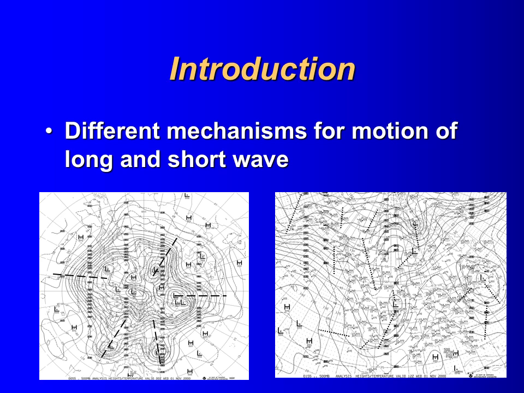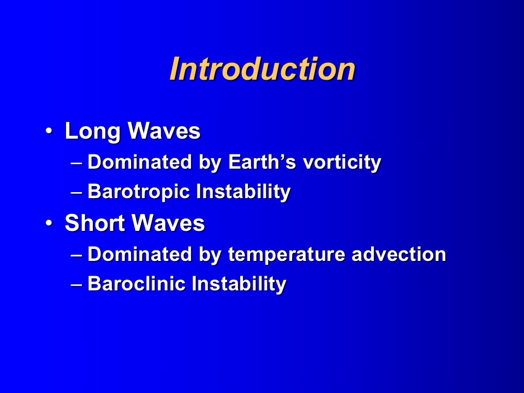So the way that short waves and long waves move are different. Long waves typically move as a result of vorticity. We call that barotropic instability, whereas short waves are more a result of temperature advection. And you remember when we were talking about temperature advection, we said that that was a purely baroclinic atmosphere. So short waves move by baroclinic instability. In our next PowerPoint, we're going to talk about barotropic instability and what that means and how long waves move.